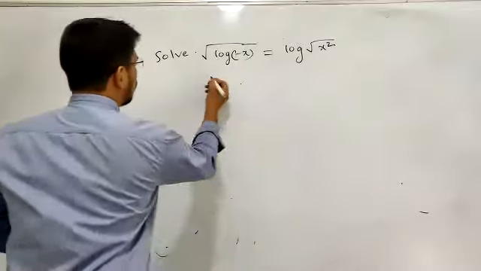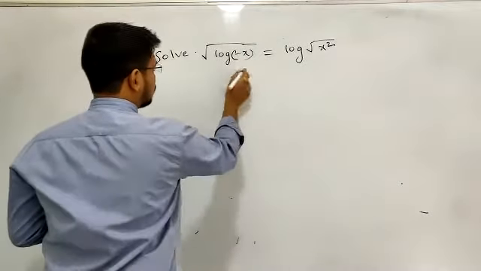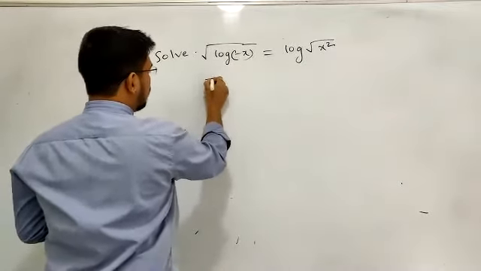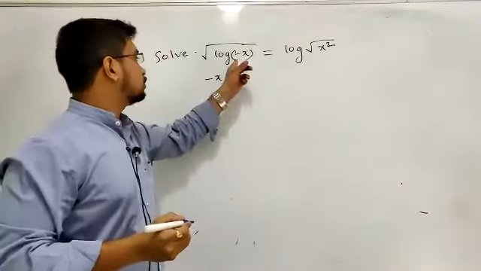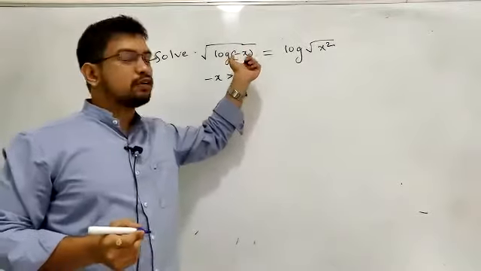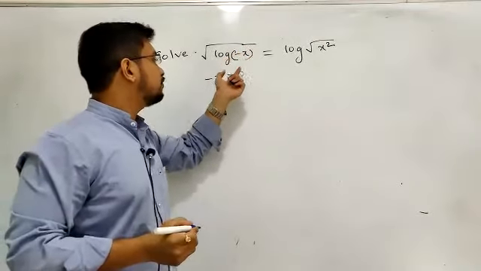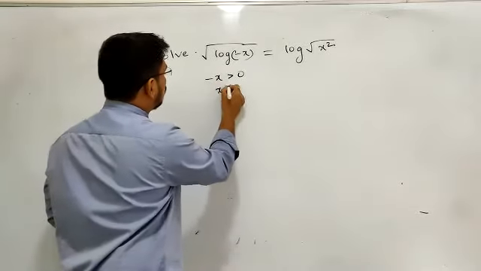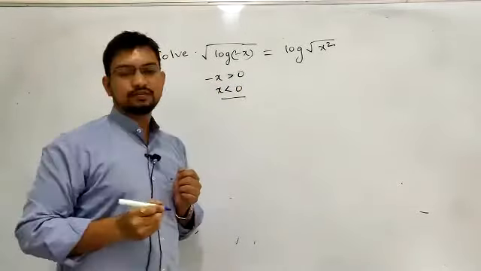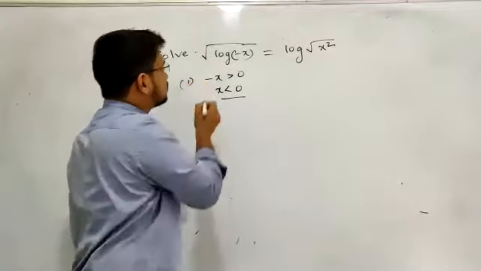Very simple. So first let us check the domain of this one. For checking the domain, minus x must be greater than 0. Whatever I'm writing with respect to this logarithm, the argument of that logarithm must be greater than 0. So if I write minus x is greater than 0, you'll be getting x is less than 0. The first condition is x is less than 0.